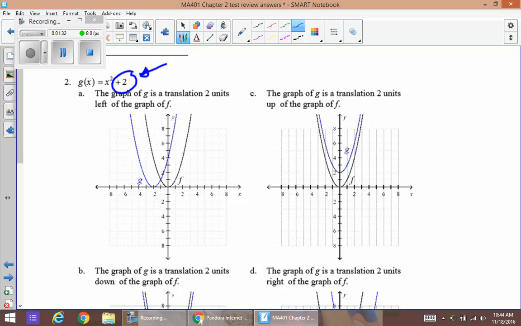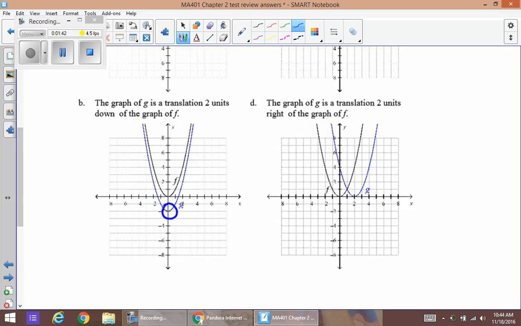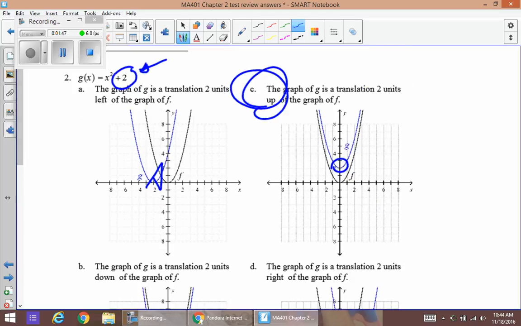That plus 2 is on the outside, and it means this graph is going up 2. Not that way, for sure. So it's probably this answer choice, but let's see if any of these go up. Nope, not up. No, not up. So it was definitely this one right here. Up 2.